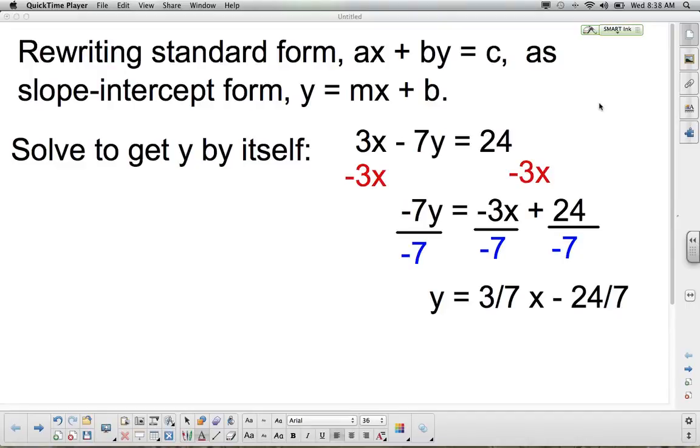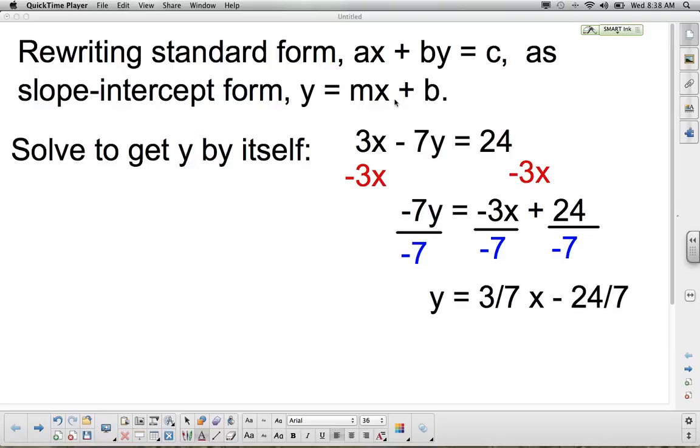In this lesson, we're going to work on rewriting standard form equations into slope-intercept form. As you can see, the standard form is the equation ax plus by equals c. A, b, and c will be numbers. X and y will stay variables. The slope-intercept form y equals mx plus b, you probably know already m and b are going to be numbers, x and y are going to stay letters.